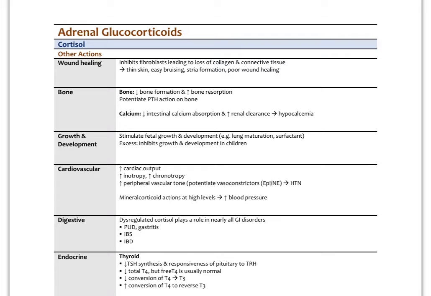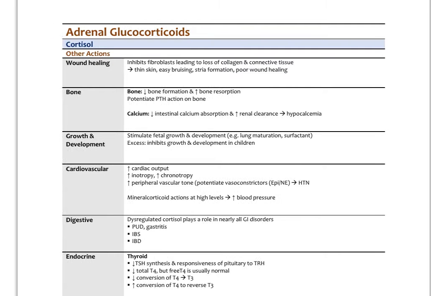Again, with wound healing, cortisol inhibits fibroblasts, leading to loss of collagen and connective tissue. We might see more thin skin, easy bruising, the purple striae formation, poor wound healing. That would be in cortisol excess states. In bone, we're going to see decreased bone formation, increased resorption, so bone loss. Cortisol might also potentiate the effects of parathyroid hormone to mobilize calcium from the bones, leading to more bone loss. It's going to decrease intestinal calcium absorption and increase renal clearance, and again, this would cause hypocalcemia. So hypocalcemia could be a product of excess cortisol production in the body.